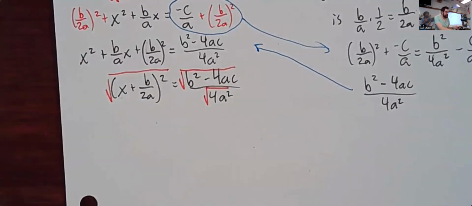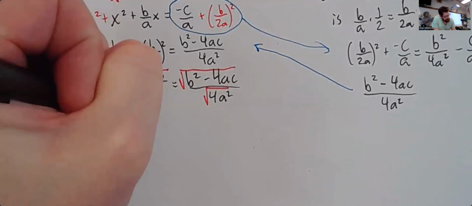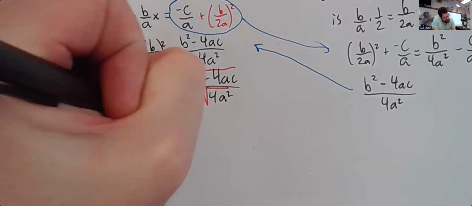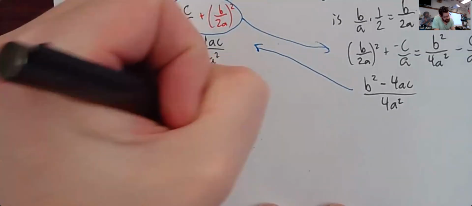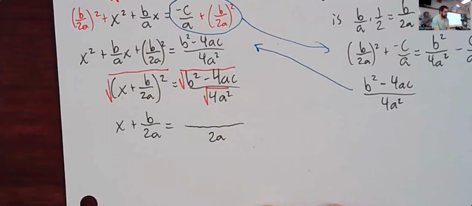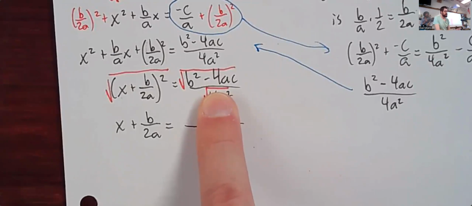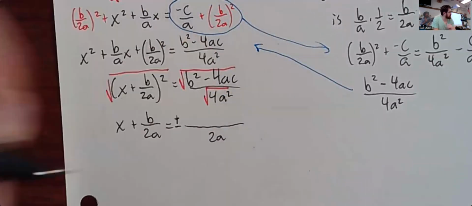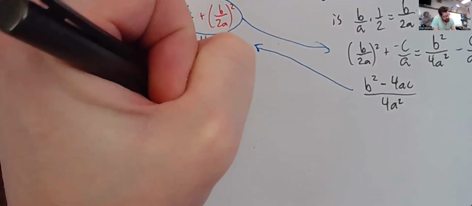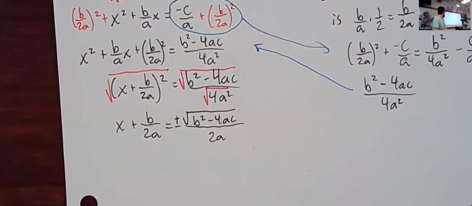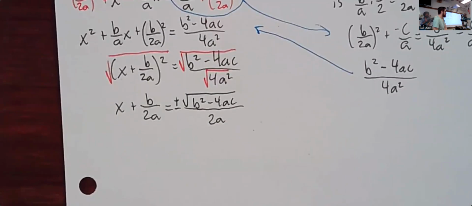So if we square root the left, we're just left with the stuff inside the parentheses, which is going to be x plus b over 2a. And then on the right, the denominator is going to be 2a because the square root of 4 is 2 and the square root of a squared is a. And the numerator, that doesn't square root, so it's going to remain in the square root. We also need our plus minus symbol though. So plus or minus the square root of b squared minus 4ac. Does anybody remember what the quadratic formula actually is? Because we're about to get there.